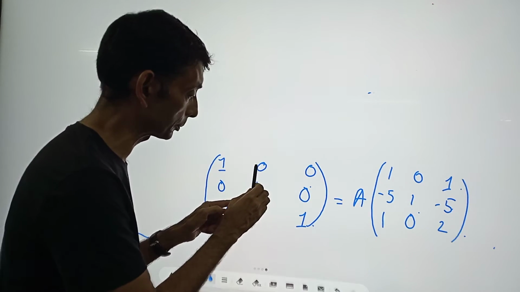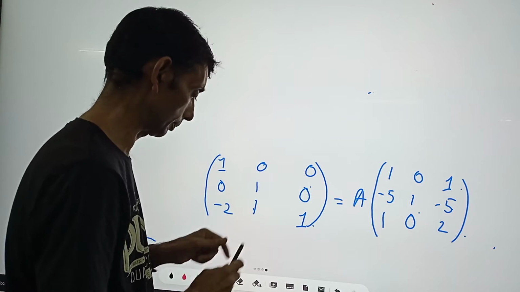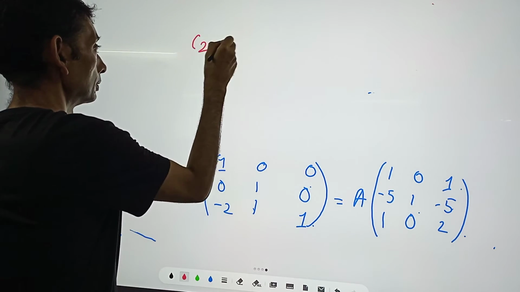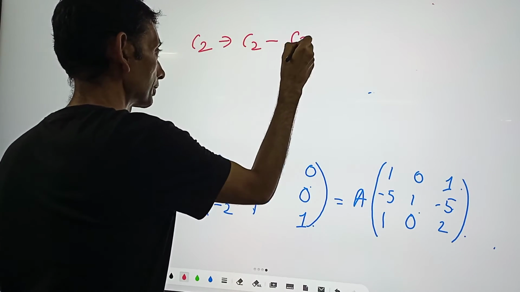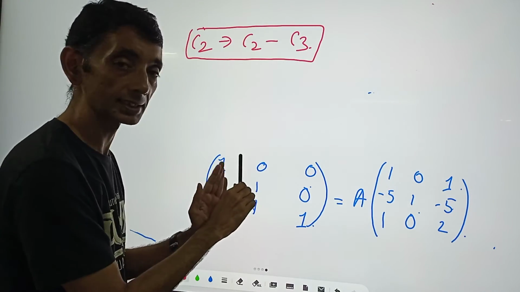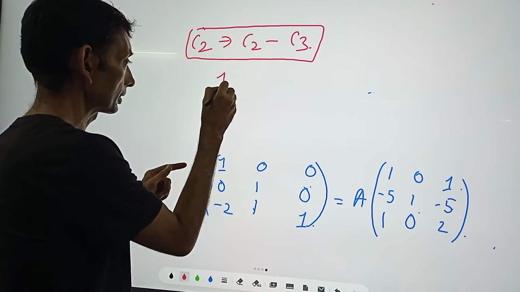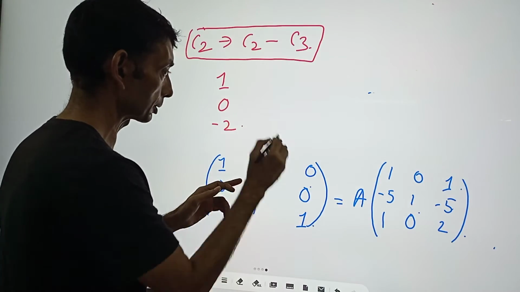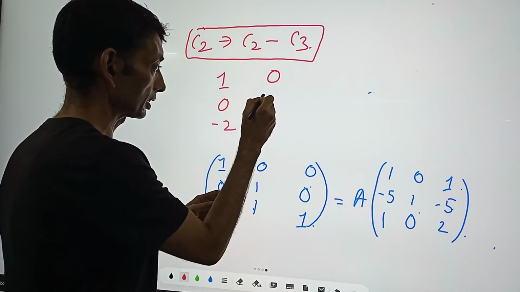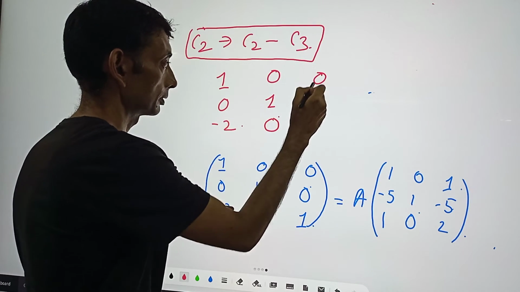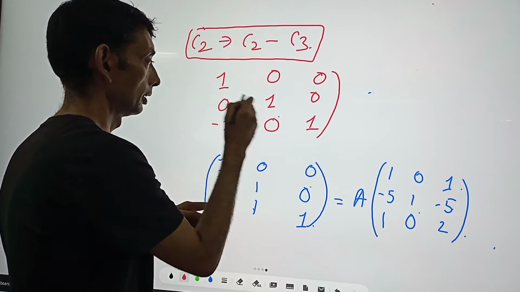For that we'll just subtract, C2 minus C3. We are going to change C2, so there is no change in the first column. That is 1, 0, minus 2. And if you subtract, this is 0. And if you subtract, this is 1. And 1 minus 1 is 0. And this is 0, 0, 1.